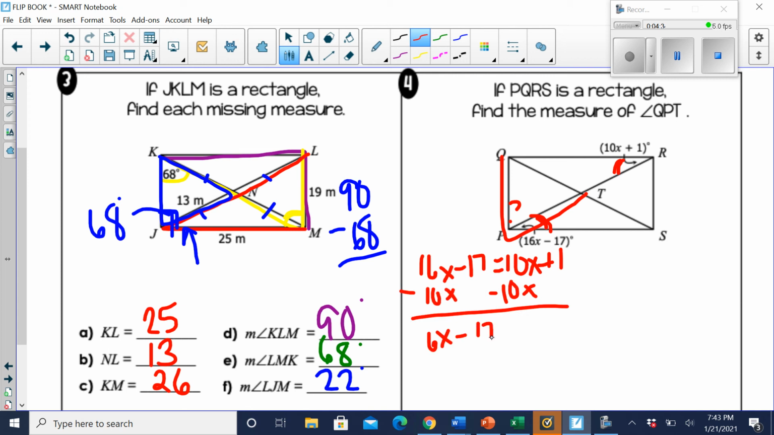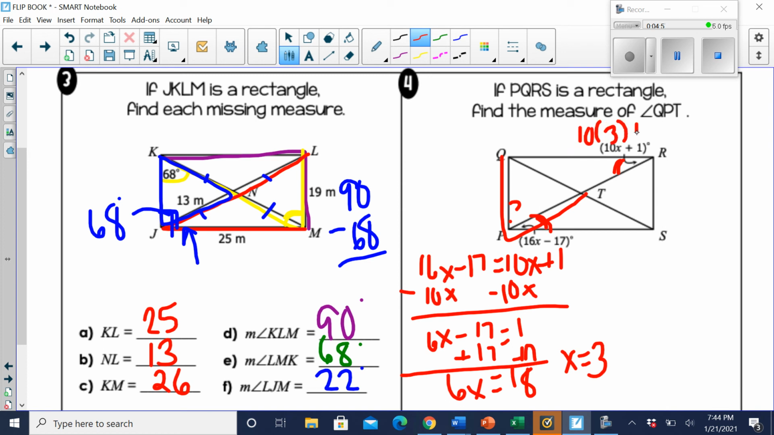Okay, we do that by subtracting the 10x, and when we subtract 10x, what's left over? 6x minus 17 equal to 1. I need to add the 17 to the other side. We're going to end up with 6x equal to 18. So when we divide by 6, we're going to find x is equal to 3. So we still haven't solved the problem. What I could do from here is I could substitute that value into either of the angles. So if I go up here, I'm going to go 10 times 3 plus 1. 10 times 3 would give me 30, and 30 plus 1 would give me 31 degrees, which means I have a 31-degree angle right here.